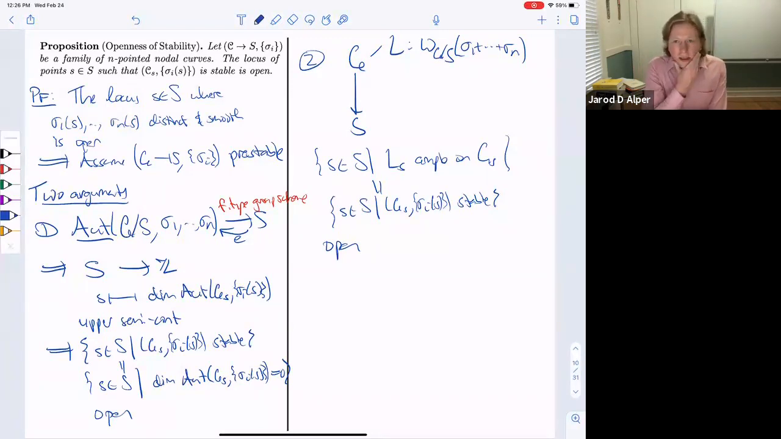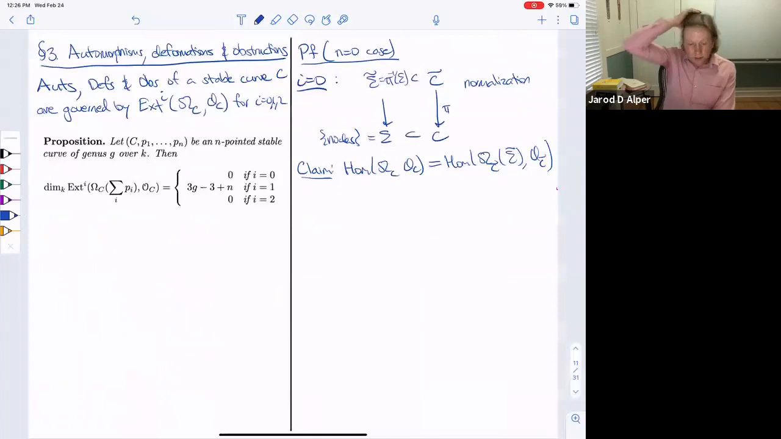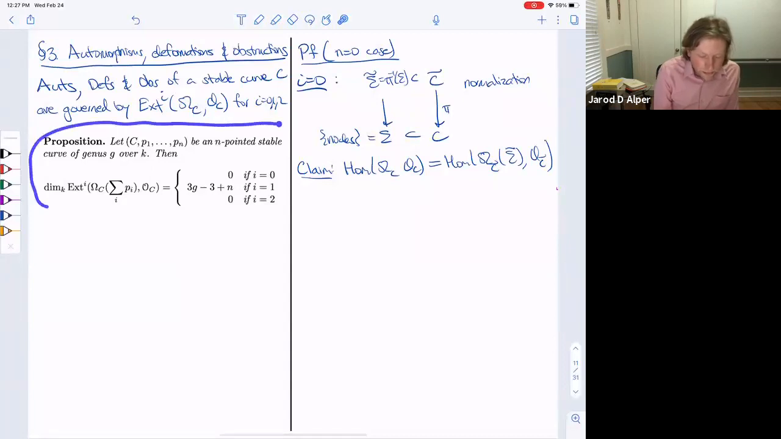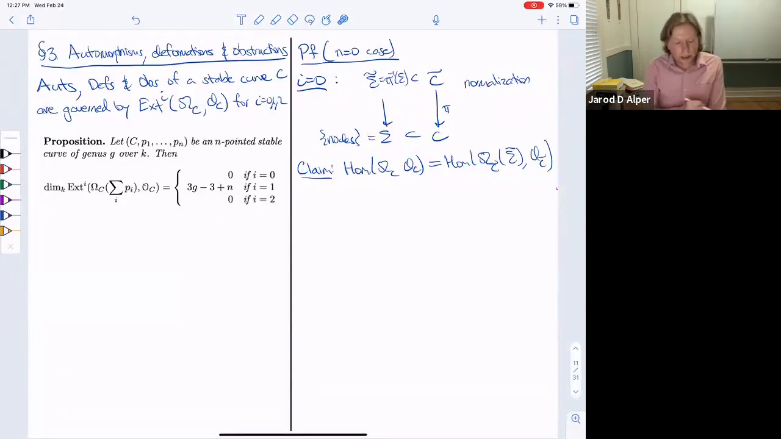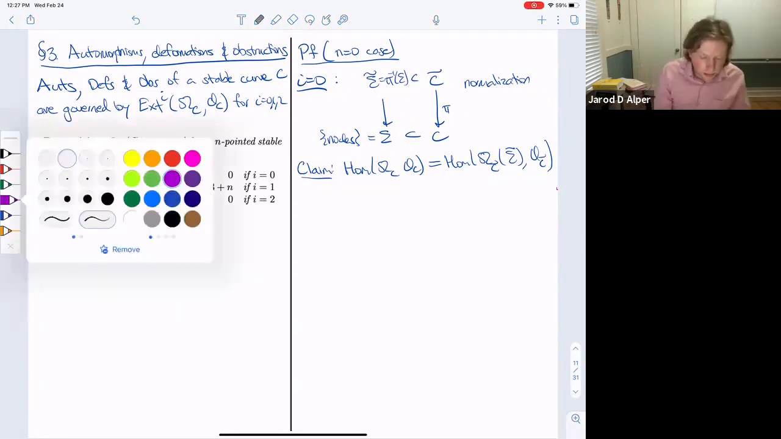What I'd like to discuss is automorphisms, deformations, and obstructions for stable curves. This is our last topic today. The automorphisms, the deformations, and the obstructions for a stable curve, just like for any variety, are governed by the Ext groups. And what I want to show is that we can calculate the dimension of these Ext groups for an n-pointed stable curve. I know what Ext^0, Ext^1, and Ext^2 are. And we're going to use this later.